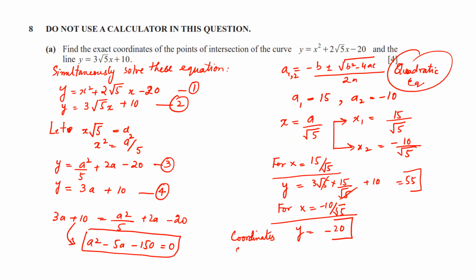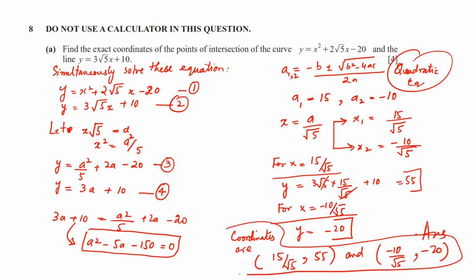Okay, so the coordinates, remember, the coordinates are 15 under root 5 comma 55, and minus 10 under root 5 comma minus 20. These are the coordinates. You can call it the answer. Okay, so moving ahead, part B.